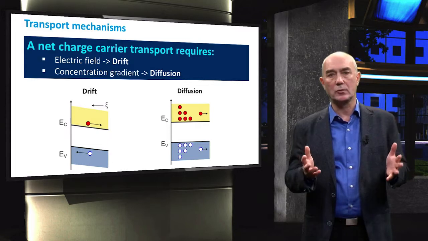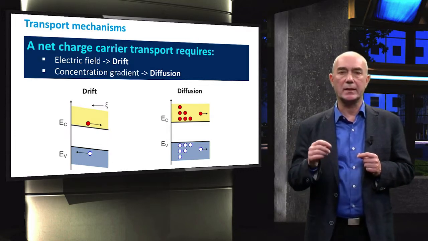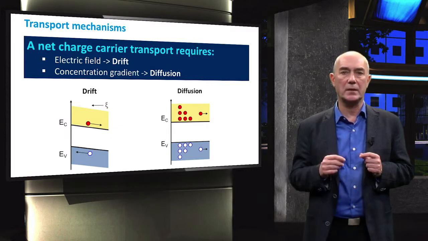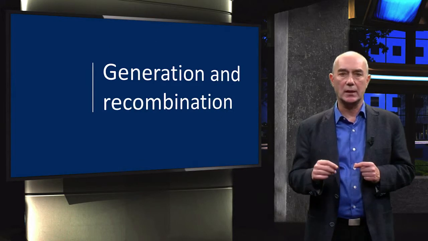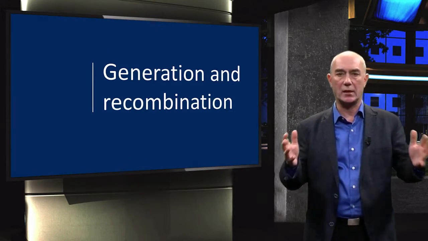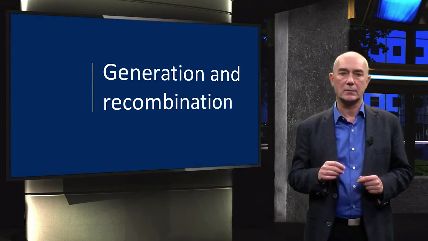This topic will conclude our first week of lectures. The second week we will dedicate to two very fundamental processes for photovoltaic conversion: generation and recombination of charge carriers. Let's briefly introduce these concepts.